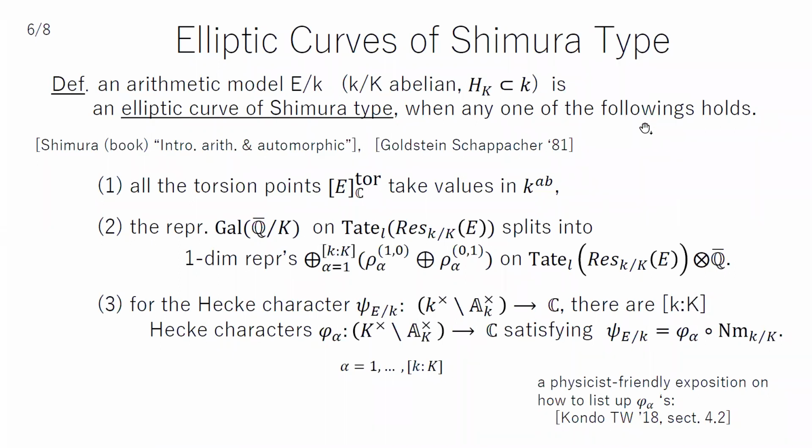So here's the definition. Let me focus on the situation where the field of definition is an abelian extension of the imaginary quadratic field K, and I also assume that it contains the Hilbert class field of that K. Then its arithmetic model is said to be of Shimura type when one of the following three conditions is satisfied, and they are known to be equivalent conditions. There are so many jargons in arithmetic geometry, and I've not tried to explain all of them.